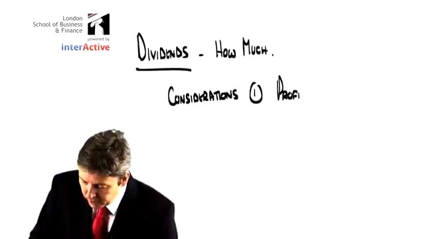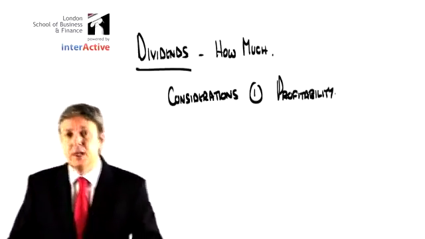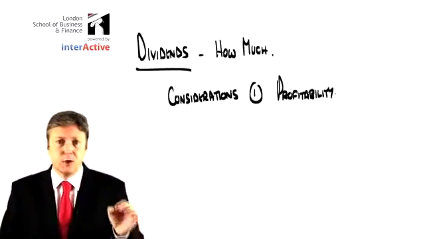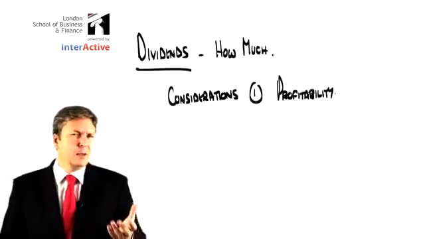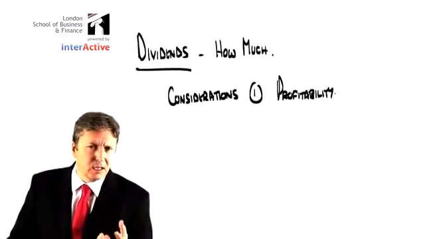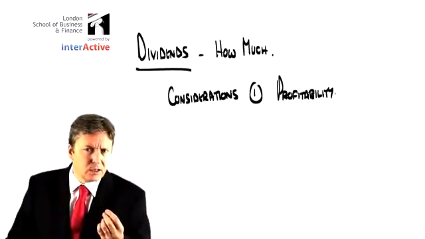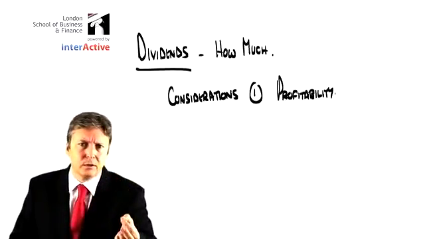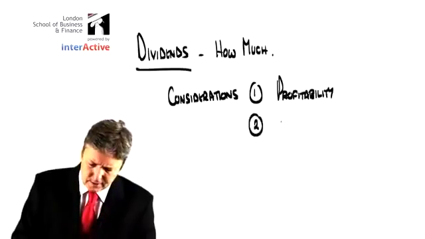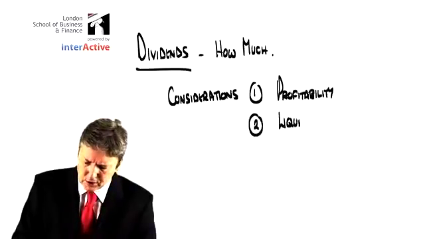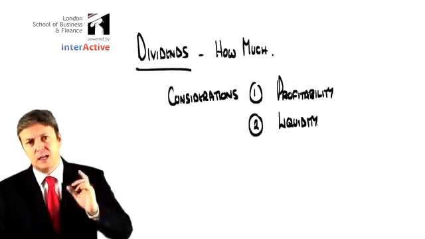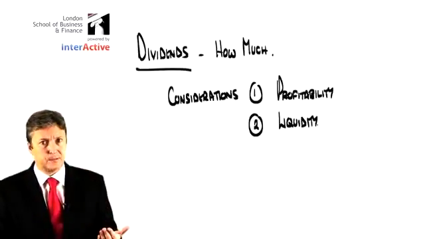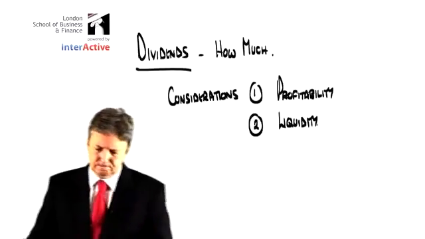So the first consideration is simply this. You have to be profitable. If you're not profitable over time, you can't pay a dividend. Secondly, and maybe of far more concern to me, is that a dividend is a cash outflow. If that's the case, liquidity is an issue. If you haven't got the cash, you can't pay your dividend. As simple as that.